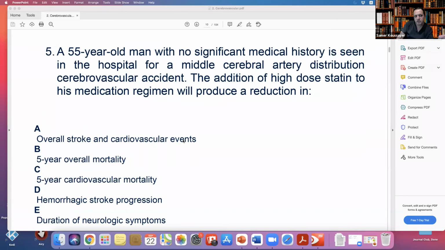To pass an exam, you have to know what the trial said. You know why we give statin. Even now, a new study came out a couple of weeks ago. They said statin is useless, but I don't know how strong this study is. They said it does not benefit anything, even cardiovascular.